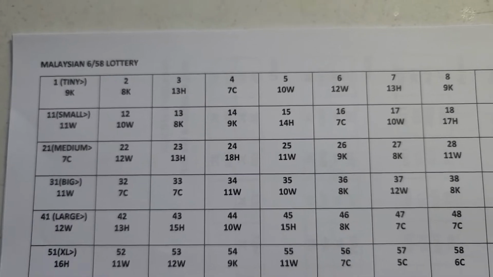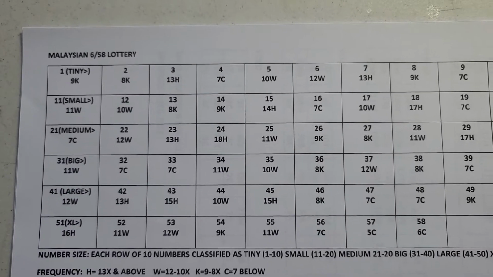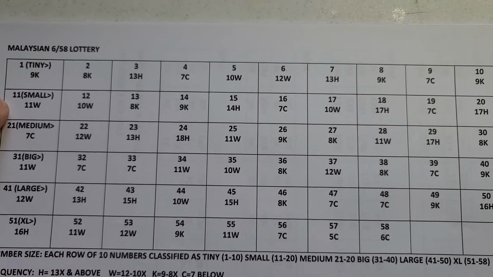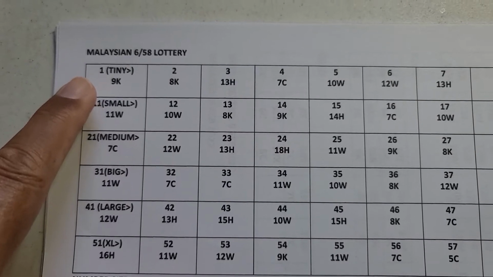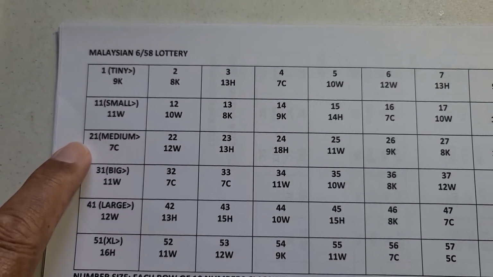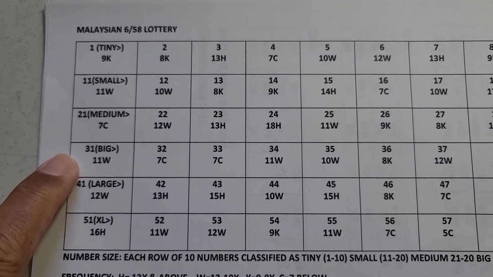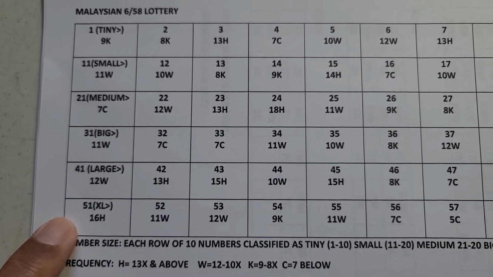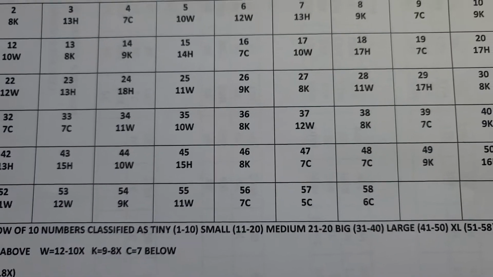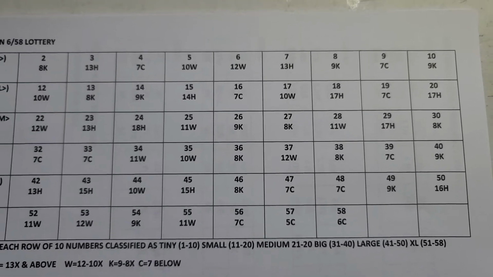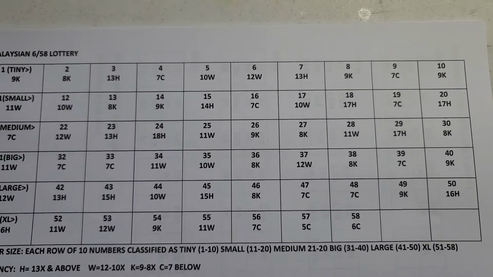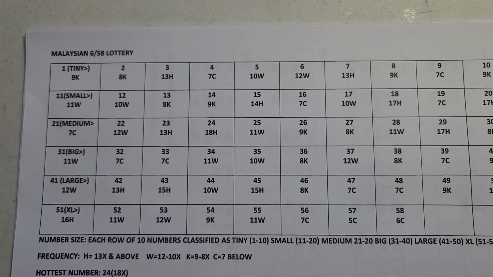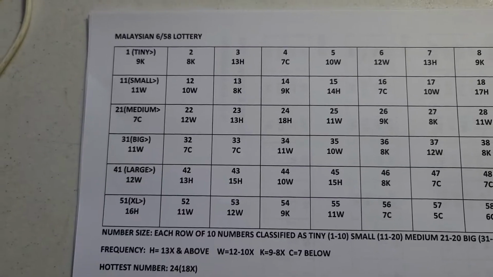So what I did is that I organized the 58 numbers into rows of 10. So you have 1 through 10, 11 through 20, and 21 to 30, 31 to 40, 41 to 50, and 51 to 58. Okay? The reason why I do this is that I break this down into segments. I'm breaking the grid down in segments and classifying the numbers.